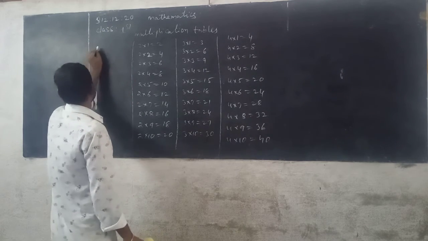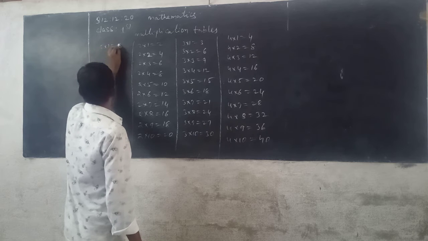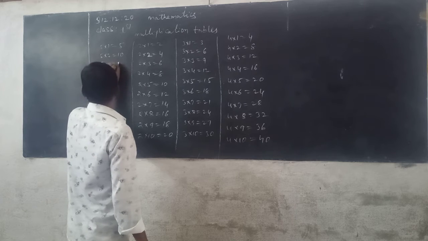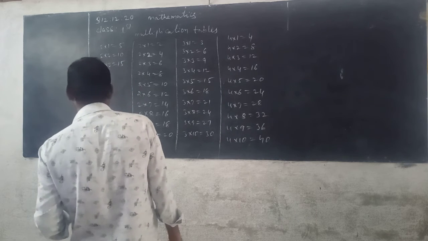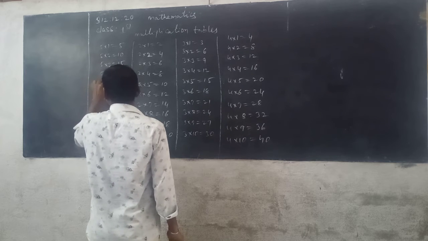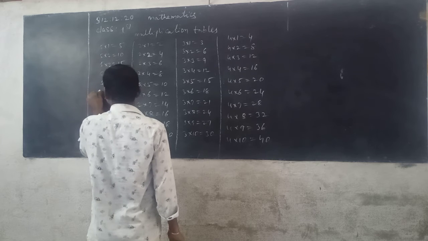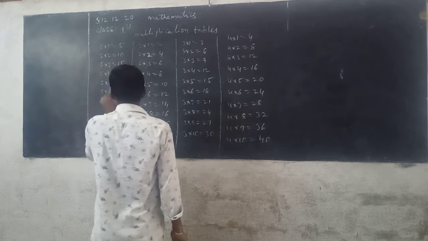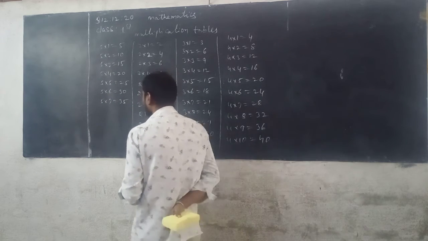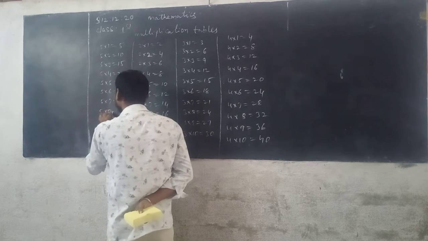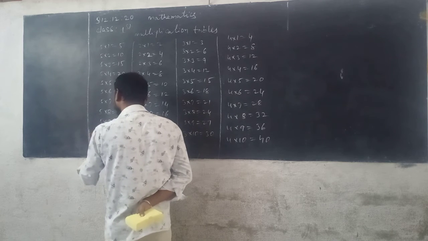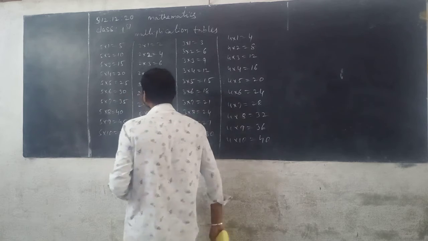Next, five table. Five ones are 5, five twos are 10, five threes are 15, five fours are 20, five fives are 25, five sixes are 30, five sevens are 35, five eights are 40, five nines are 45, five tens are 50.